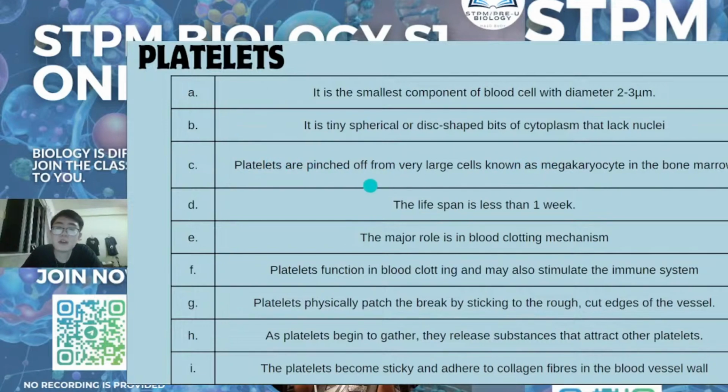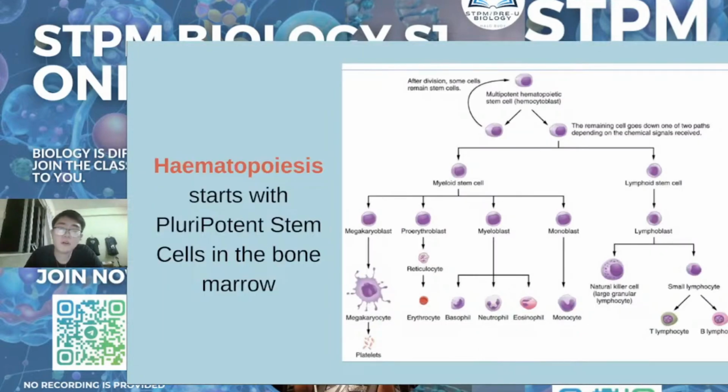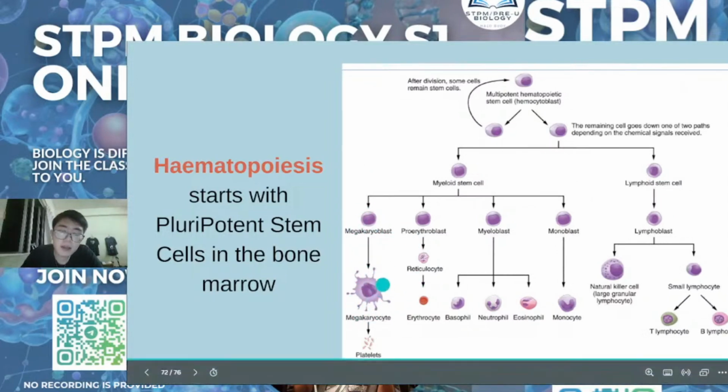And normally it is pinched off from a very large cell called megakaryocyte in the bone marrow. So it actually originates from the megakaryocyte. I just want you to show that. This is the stem cell. You don't need to know this. I just want to show this megakaryocyte. Megakaryocyte, and then it will produce the platelet.